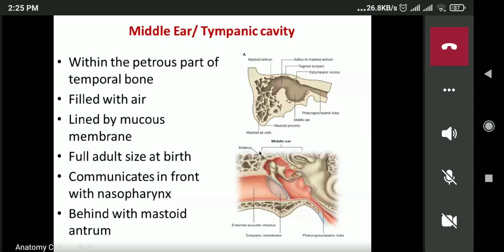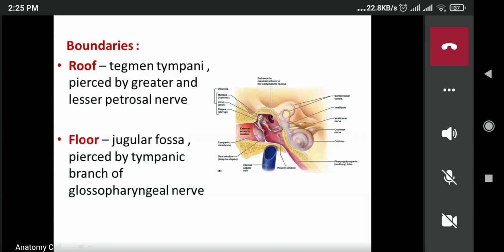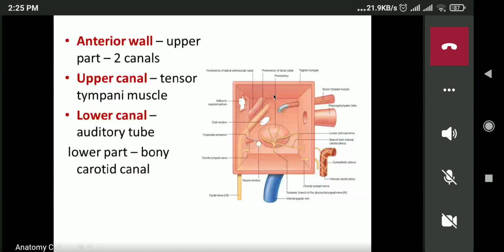The boundaries, the roof, the floor, the lateral wall, the medial wall, and the anterior wall and the posterior wall you should know. And in all the walls you find the nerves, isn't it? See, here greater and lesser petrosal, the tympanic branch. Here in the medial wall also you'll find the oblique part of the facial nerve. In the posterior wall also you'll find the facial nerve here. In the anterior wall, you'll find the sympathetic plexus around the internal carotid artery. So in all the walls, you'll find the nerves.